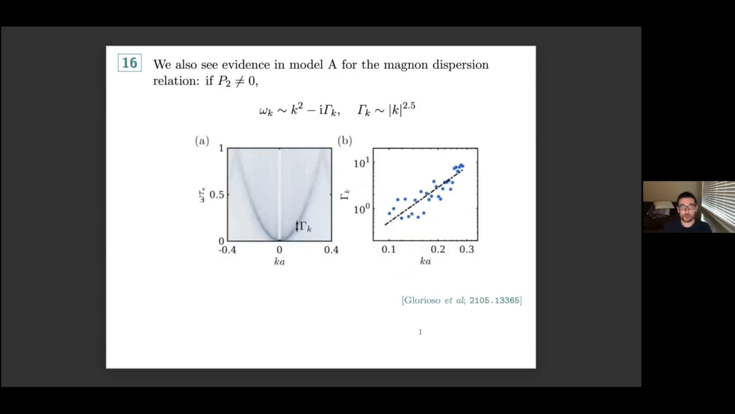In model A, where we have a little bit more numerics and they're a bit easier to interpret because there are no emergent conservation laws, we've also looked at the magnon dispersion relation, the sound dispersion relation. We can see that it has a nice k-squared dispersion with this k to the 2.5 decay rate.